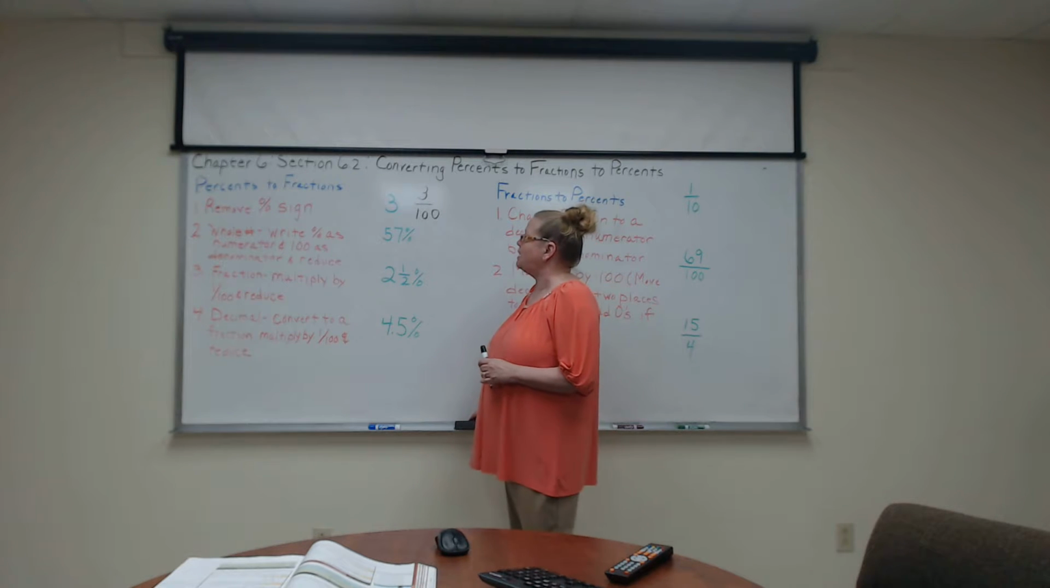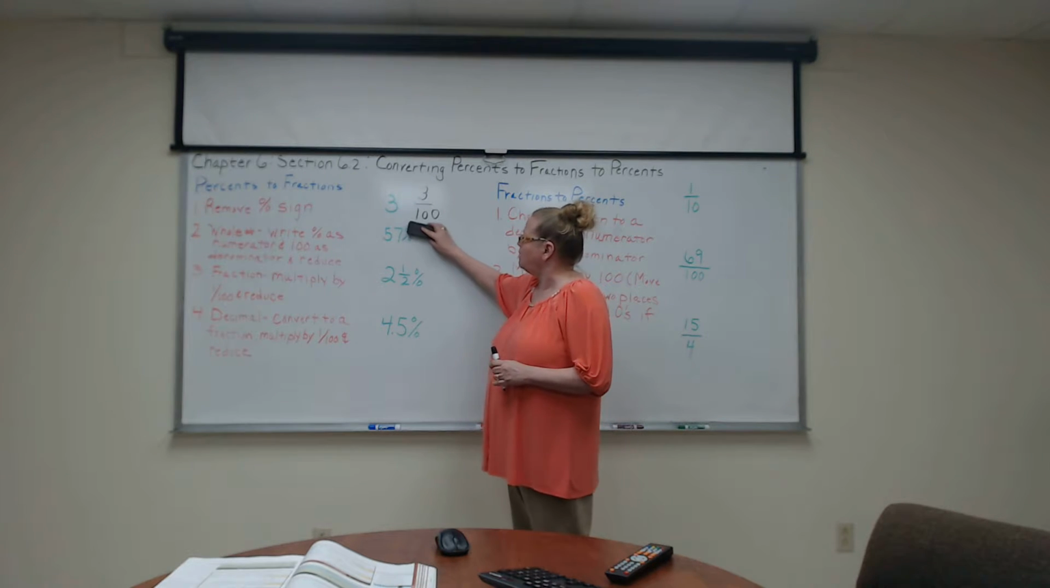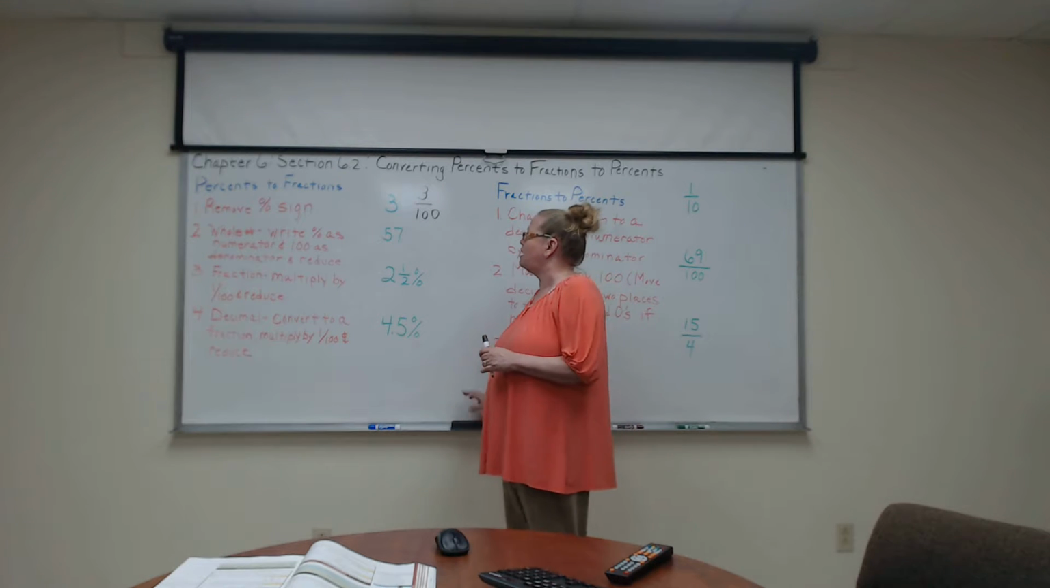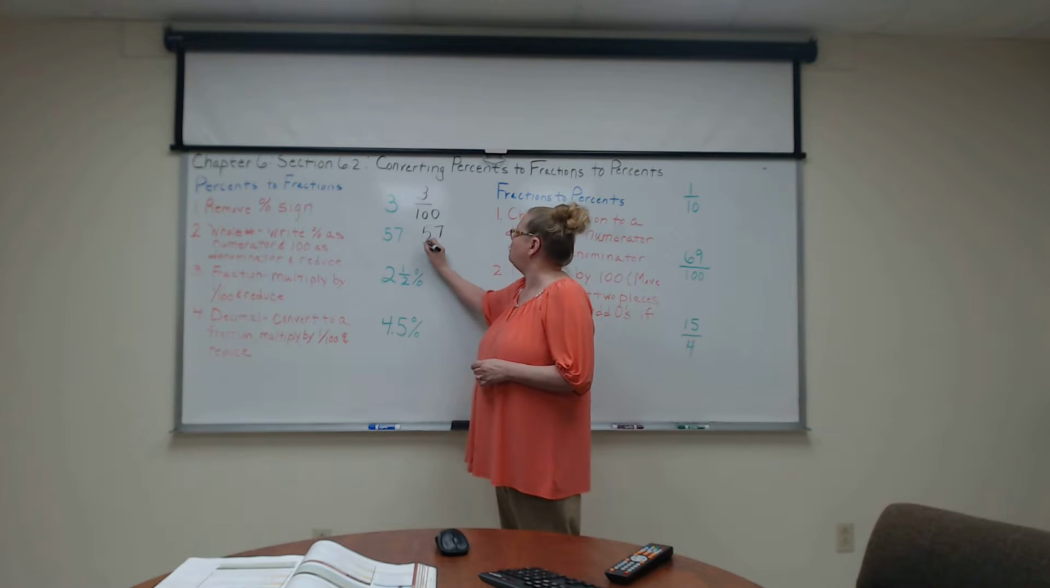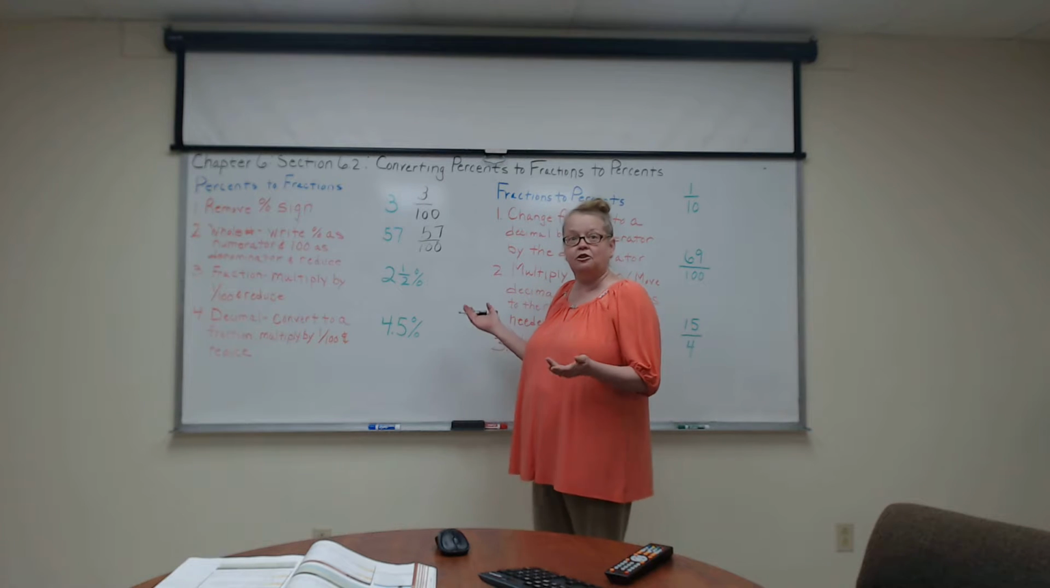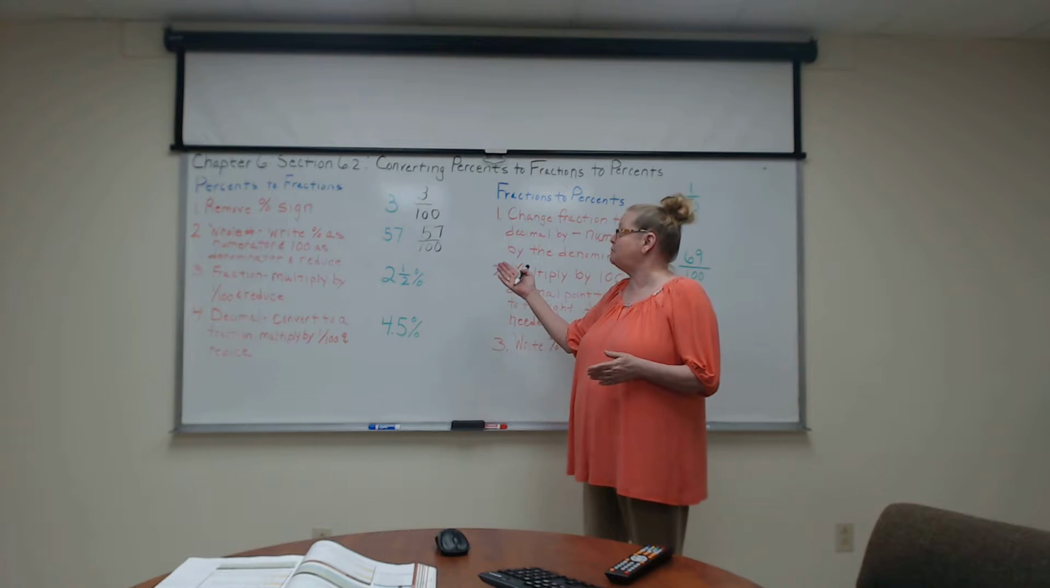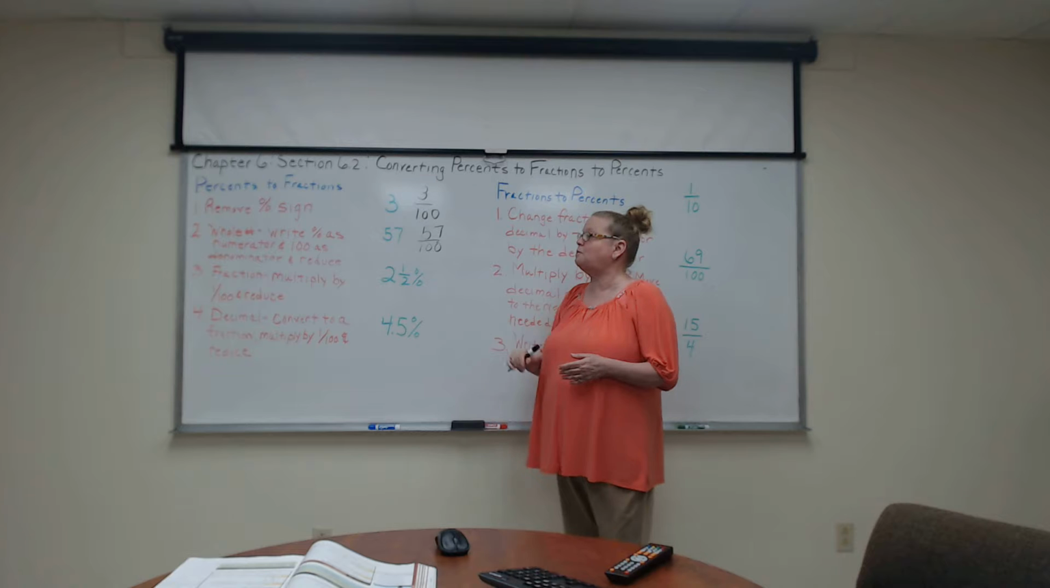We take a look at our next one. We remove our percent sign, and again we make that 57 our numerator, and 100 becomes our denominator. So here, 57% converts to 57/100ths.